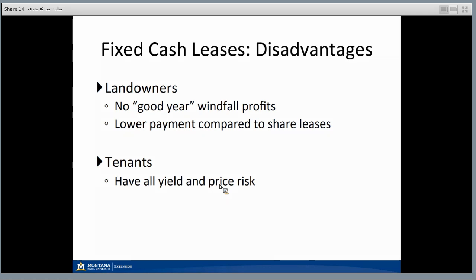There's also some evidence that fixed cash leases have a lower payment compared to share leases. So tenants are a little bit more willing to pay a little bit more to have someone to share in some of the risk that they are experiencing. And for the tenant, along those same lines, they have all the yield and price risk. So that can be a disadvantage as well.